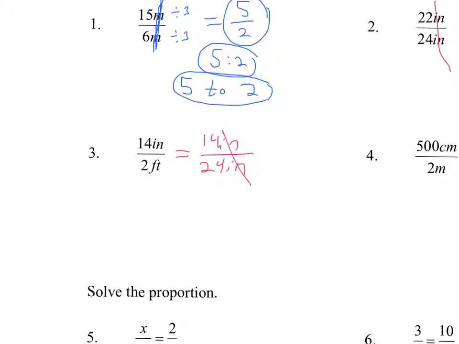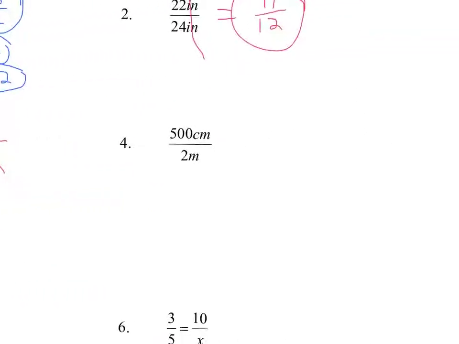24 inches because there are 12 inches in 1 foot. So now the inches cancel out. We have 14 over 24. Divide those both by 2 and we get 7 over 12. You want to reduce it as much as you can, but in this case 7 over 12 is as reduced as it's going to get. And number 4, centimeters and meters.